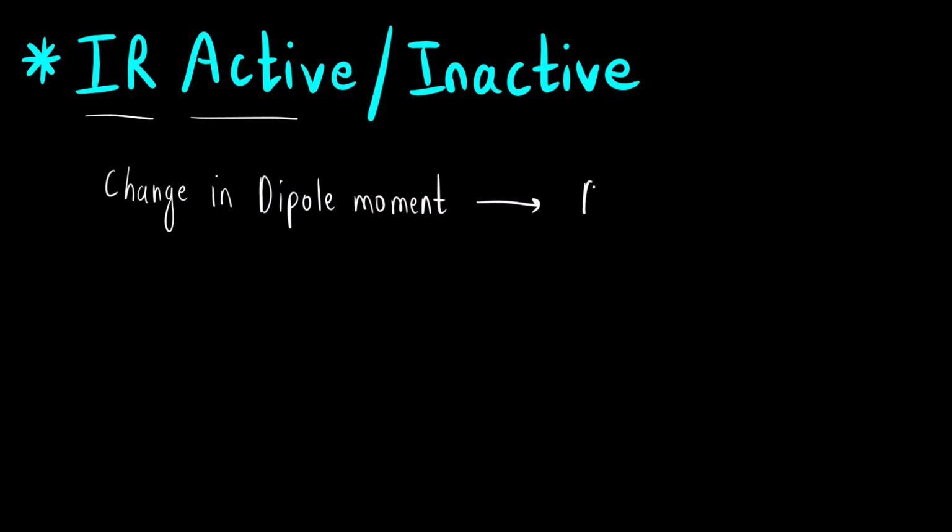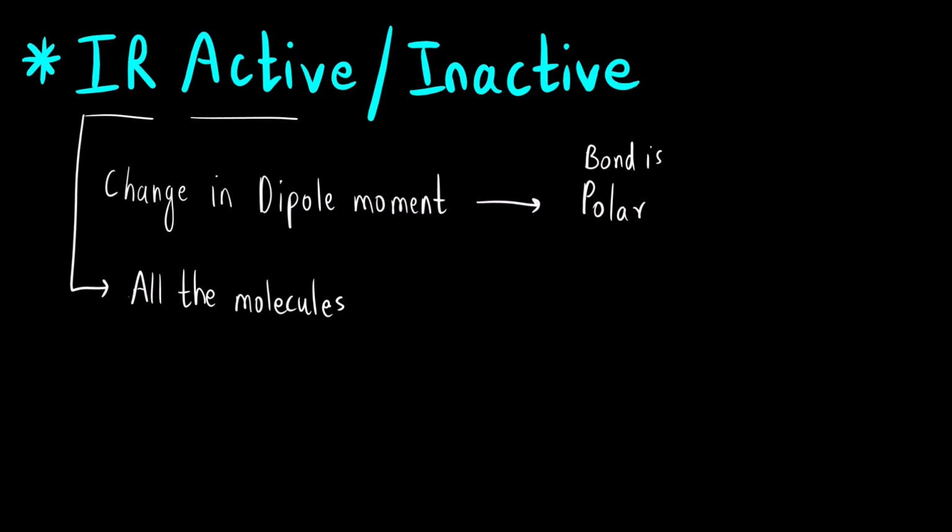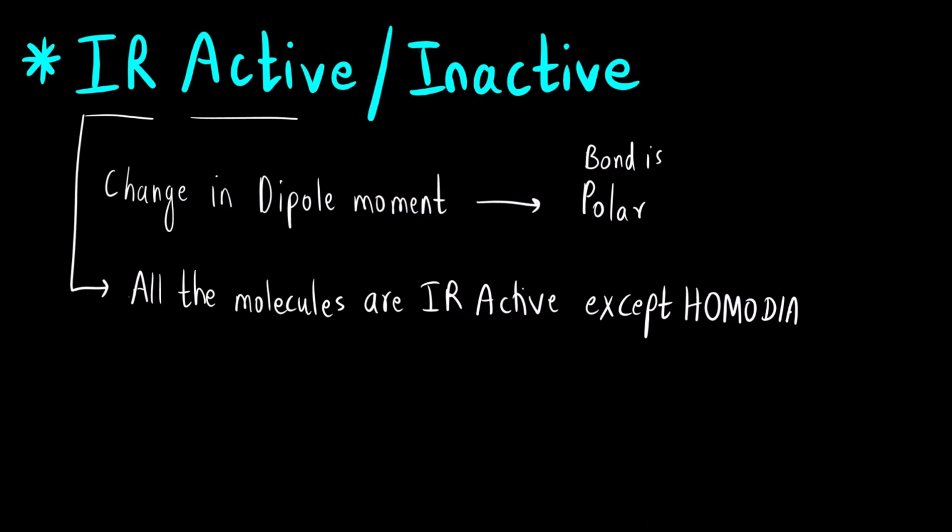And when is this possible? When the bond is polar. But for an overall molecule to be IR active or inactive, what is the condition? All the molecules are IR active except homodiatomic molecules. Except homodiatomic molecules, all the molecules are going to be IR active.